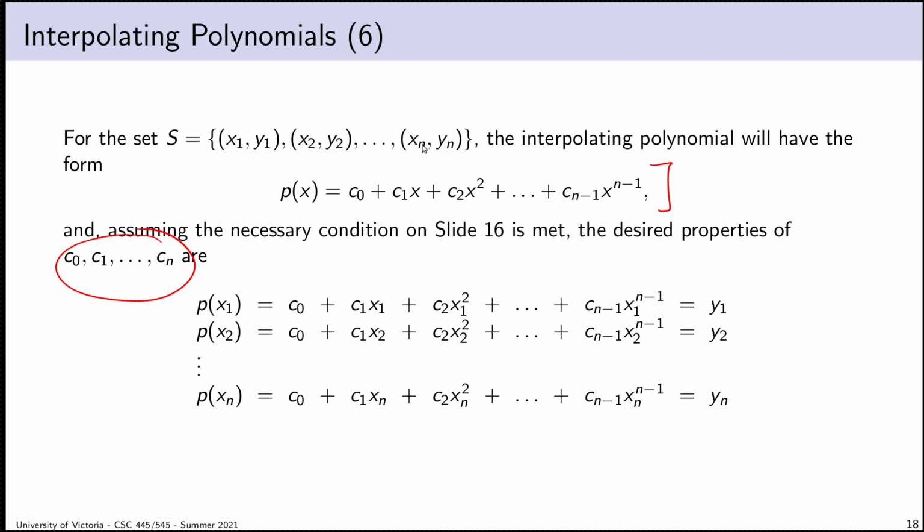So how do we find the coefficients then? Well, I guess what we want, assuming the necessary condition is met, we would like p of x1 to equal y1, p of x2 to equal y2, and so on. Okay, so we know what p of x1 is going to equal. It's going to be c0 plus c1 times x1 plus c2 times x1 squared, keeping in mind that you've given me x1. If I need x1 squared, I can just go compute that. So the only unknowns that are left over, all of the x's are known, the only unknowns are my coefficients.